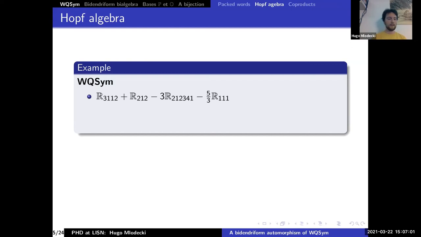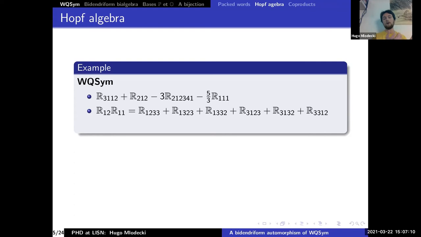What makes it a Hopf algebra is that there is a product. If you have two elements of the algebra, you can multiply them, so you get a linear combination of packed words, an element of the algebra. It is a shifted shuffle product; if you don't know it, it's not a big deal. We will not speak about it more today.